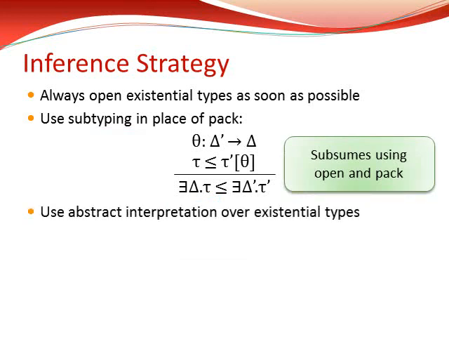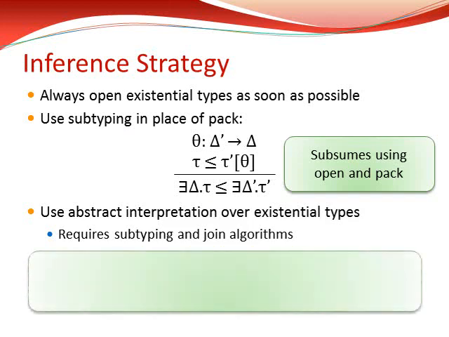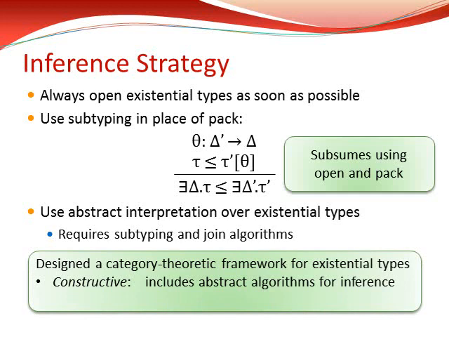We then use abstract interpretation over existential types, which requires subtyping and join algorithms. This is problematic because subtyping alone is undecidable for bounded existential types. So we designed a category theoretic framework for existential types, which is both constructive and that includes abstract algorithms for inference, as well as instructive in that it gave us a number of guidelines to help us design our type system.